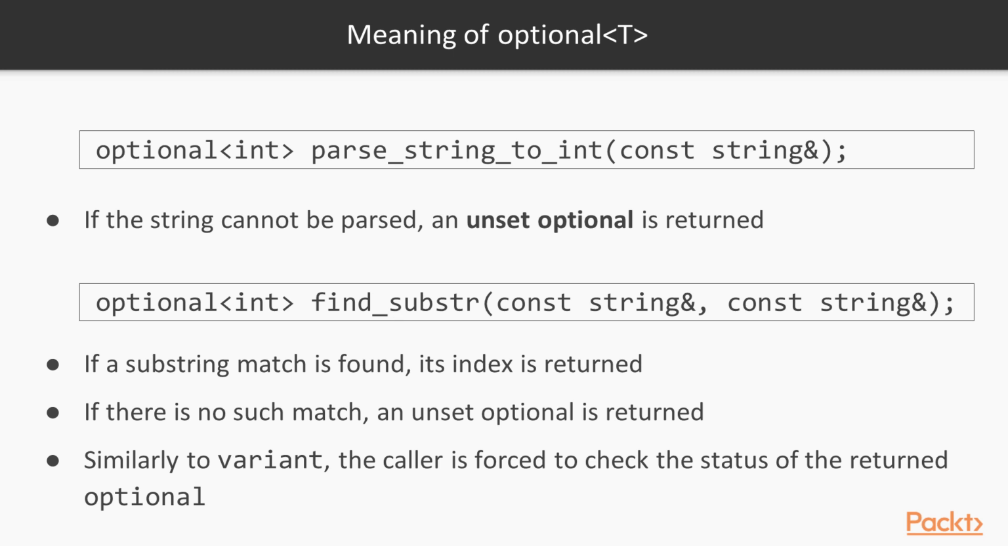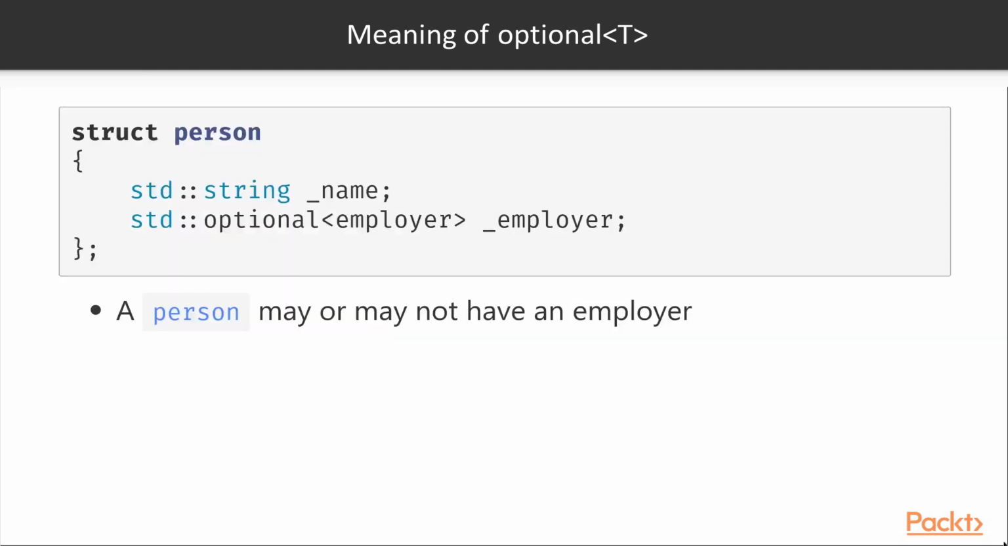The benefit of this kind of interface is that, similarly to variant, the caller knows that this can fail from the signature of the function, and the caller is forced to check the status of the optional in order to get expected behavior. Optionals can also be useful inside data structures. In this case, you're trying to model a person, which will always have a name, but he or she might or might not have an employer. So you could say std::optional of employer to represent that empty state.